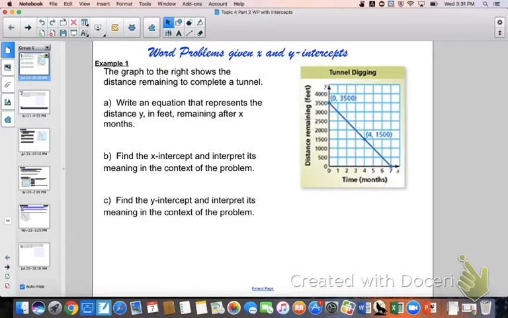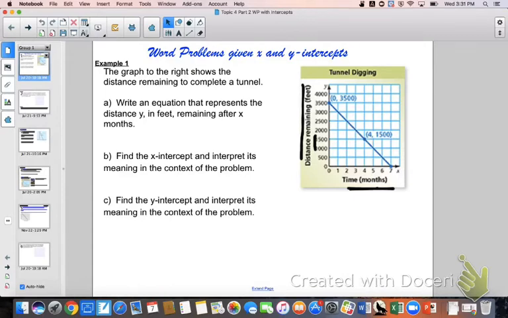Okay, we are starting. This is topic 4, part 2, word problems given x and y intercepts. The graph to the right shows the distance remaining to complete a tunnel. Write an equation that represents the distance y in feet. So here's your distance remaining, in feet, and then remaining after x months.